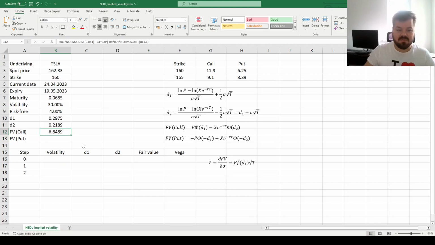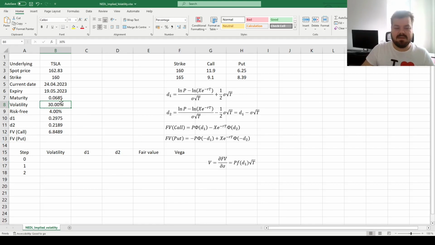We see that the fair value of the call, if we assume volatility to be 30%, is 6.85, whereas in the real world it's 11.9. So if we believe that all other assumptions of Black-Scholes are correct and all other inputs are indeed correct, then the only way this can deviate from the real-world market price is that our volatility assumption underestimated, quite drastically so, the level of implied volatility of the Tesla stock.